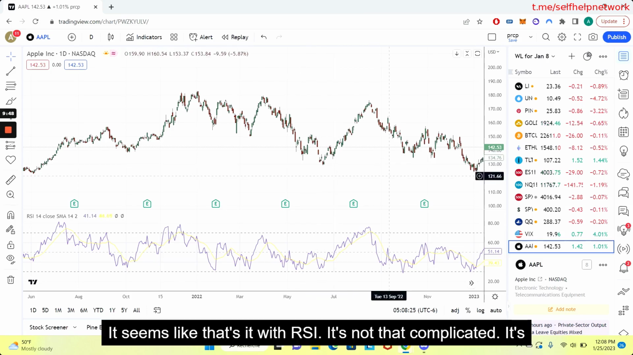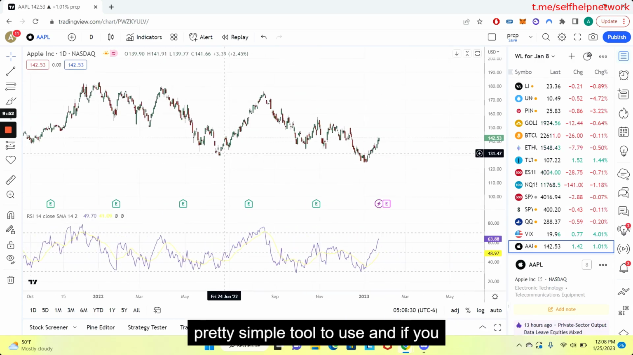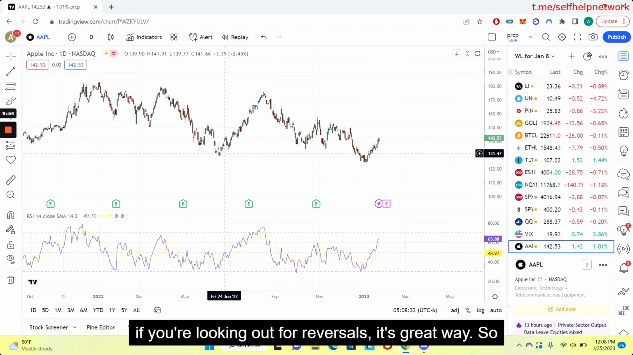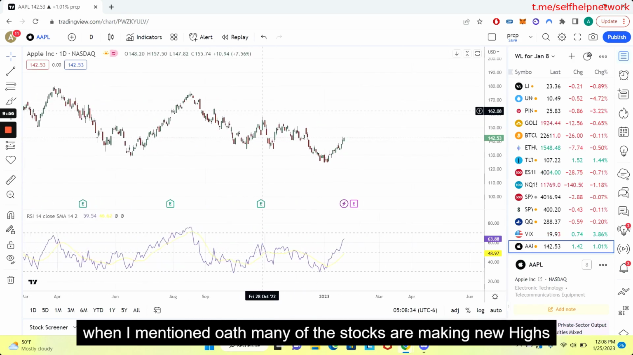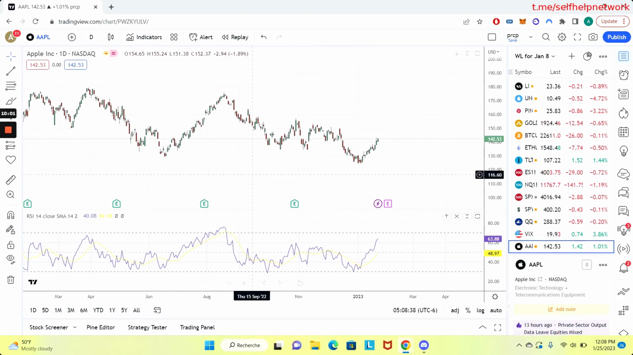That's it with RSI. It's not that complicated. It's a pretty simple tool to use, and if you are looking out for reversals, it's a great way. So when I mention, oh, many of the stocks are making new highs but on divergences, that's what I mean.